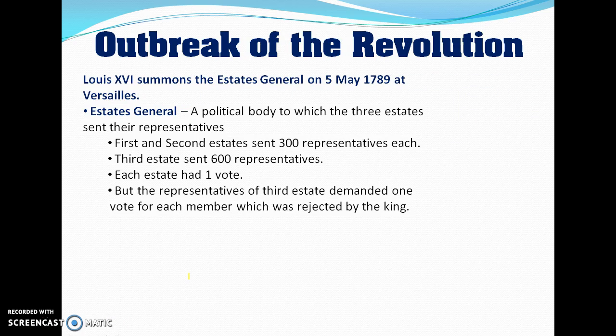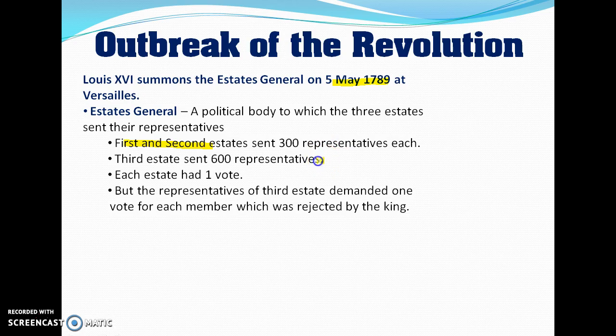The outbreak of the revolution took place with the summoning of the Estates General by King Louis XVI on 5th of May 1789. Now, what is this Estates General? The Estates General is a political body to which the three estates sent their representatives. The first and the second estates, that is the estates which did not pay taxes, sent 300 representatives each. The third estate, that is the largest of all, sent 600 representatives.